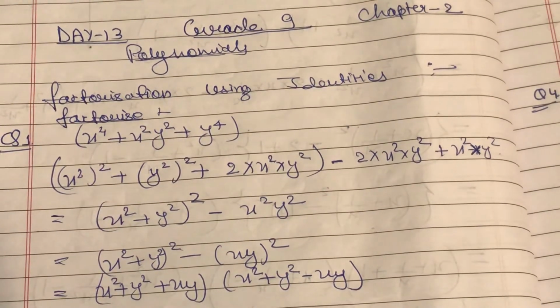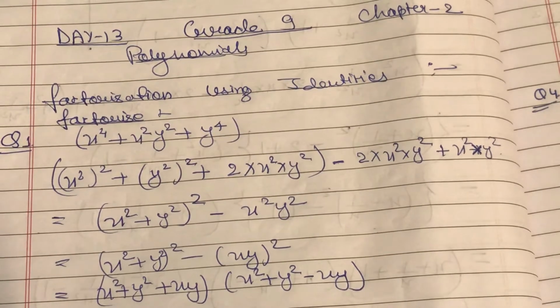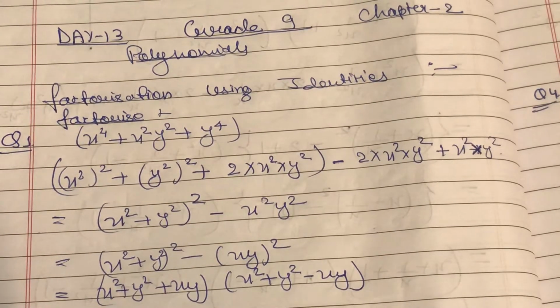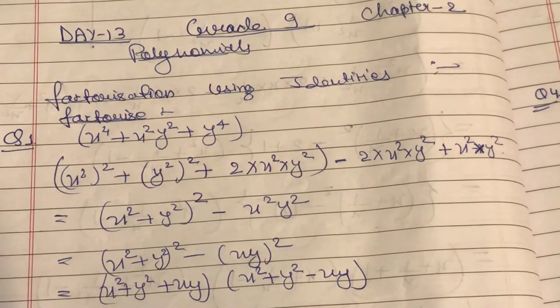Hello everyone. This video is for grade 9, day 13, chapter 2, polynomial. In the last video, we solved a few questions based on factorization using identities. In this video, we'll continue that concept and we'll solve more questions based on identities.